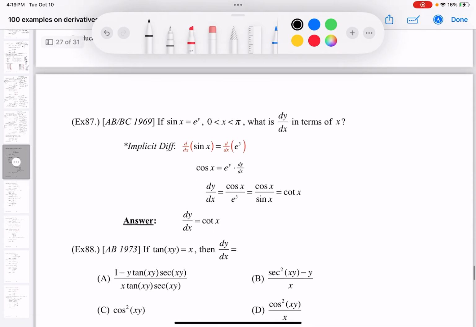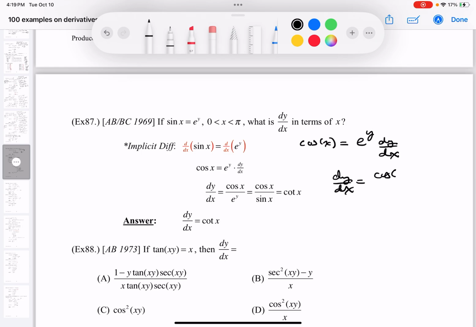So the next one, this is from 1969. A little stranger, saying that sine of x equals e to the y, and they're going to say that x is between 0 and pi. Let's take a look. Implicit differentiation. So differentiate sine, you get cosine of x. Then it'd be equal to, well, the derivative of e to the y is e to the y times the derivative of y, which is dy/dx. So let's write down dy/dx.